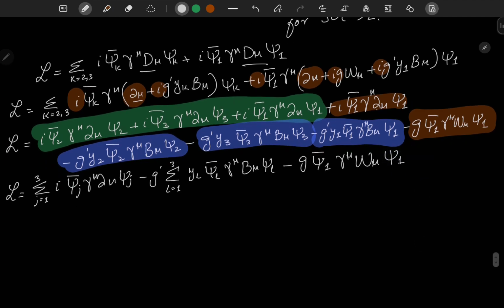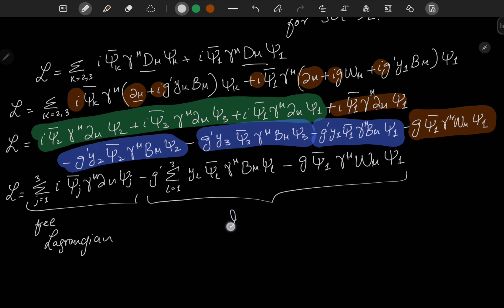Okay, so now if you look carefully, this right here is the Dirac free Lagrangian. The free Lagrangian looks like that, and of course without mass, because in the beginning we considered the fermionic mass to be 0. And these right here are the interaction terms.